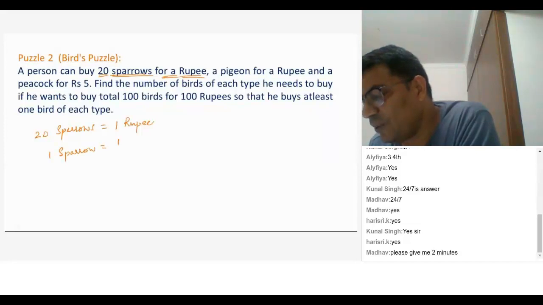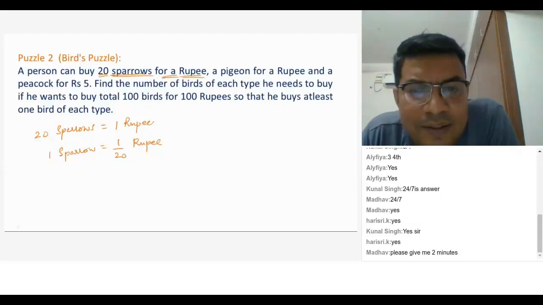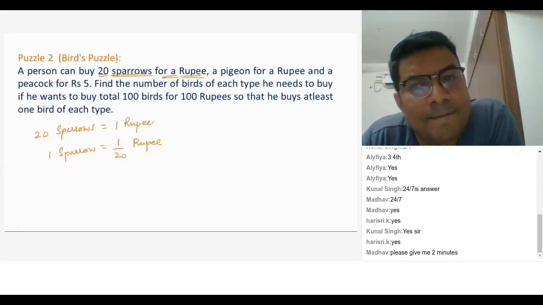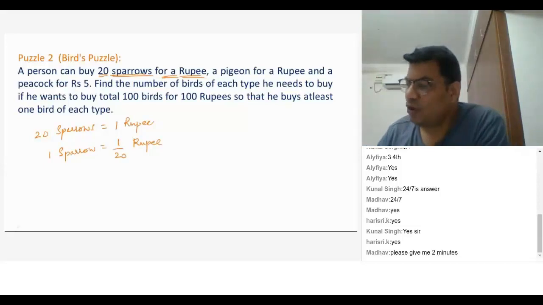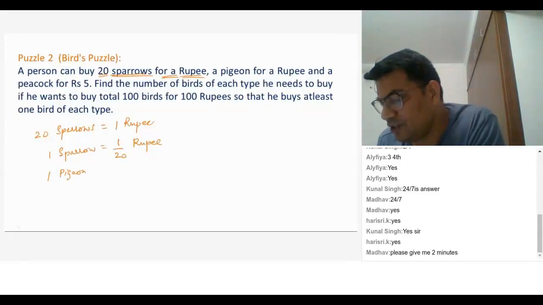Can I say it is 1 by 20th of a rupee? Correct. You will divide 1 rupee divided by 20, right? Yes. Very good. Now, he told you a pigeon for a rupee. That means the cost of one pigeon is how much? 1 rupee. Correct?